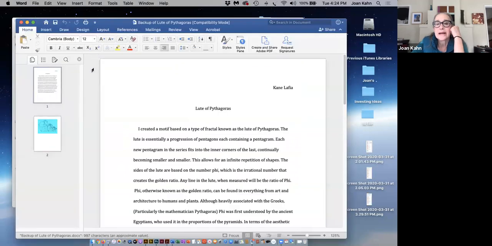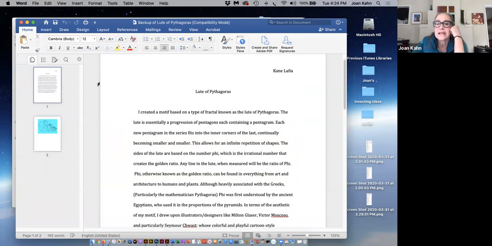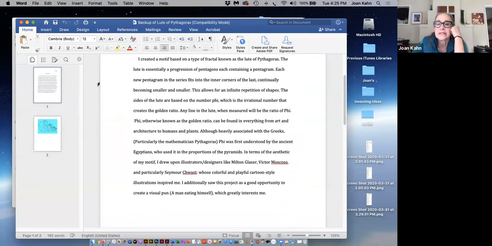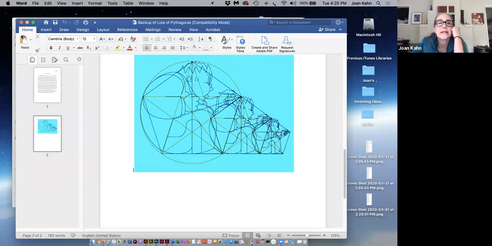So the lute of Pythagoras, "I created a motif based on a type of fractal known as the lute of Pythagoras. The lute is essentially a progression of pentagons, each containing a pentagram." So it's really an interesting statement. If you want, I'll send that to you. But in the end, he said who he was influenced by. "I additionally saw this project as a good opportunity to create a visual pun, a man eating himself, which greatly interests me." So it looks like that.